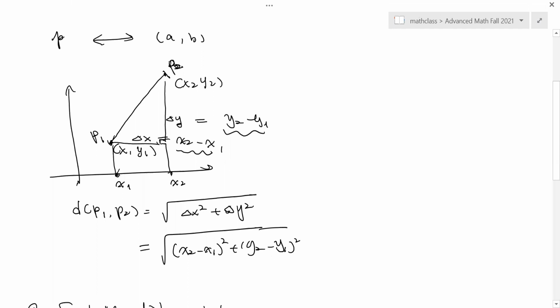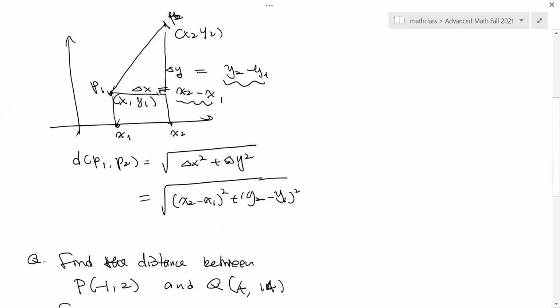Now all you need to know to calculate the distance is the coordinates of the points. If you're given the coordinates of two points, you can find the distance between the two points, just plug them into the formula. You really don't need to draw this picture or measure it, okay?